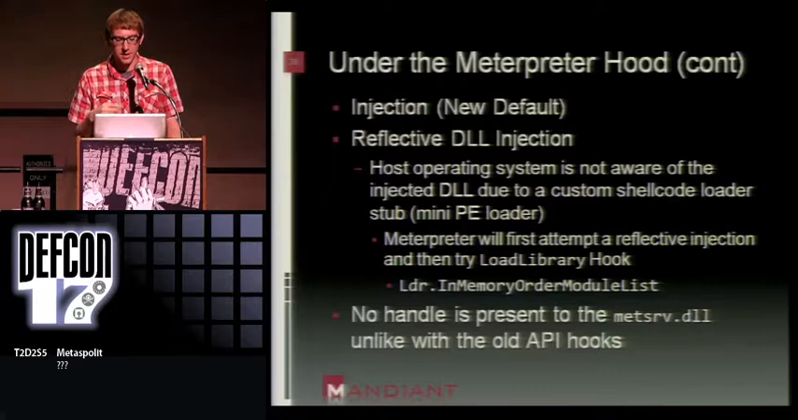What that's going to do, number one, is not have any handles to a specific DLL. With metsrv.dll, the old method would leave a specific open handle, because the operating system or the host process was actually aware of all that happening. This new method leaves no presence in the PEB. So we're going to be able to bypass that, and it's going to make it even more stealthy, coupled along with the OpenSSL implementation.